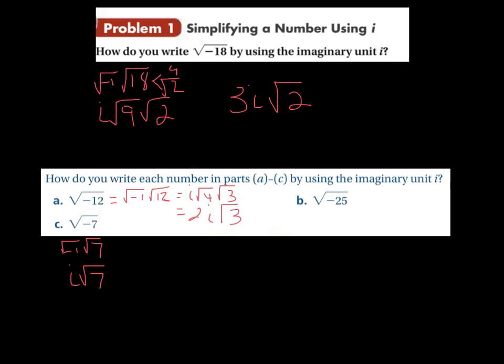And square root of -25 would be square root of -1 times square root of 25, which becomes i times 5, but we just rearrange that and make it 5i. Okay. So whenever there is a negative, we can remove the negative, convert that to i, and then simplify the positive number left under the radical.